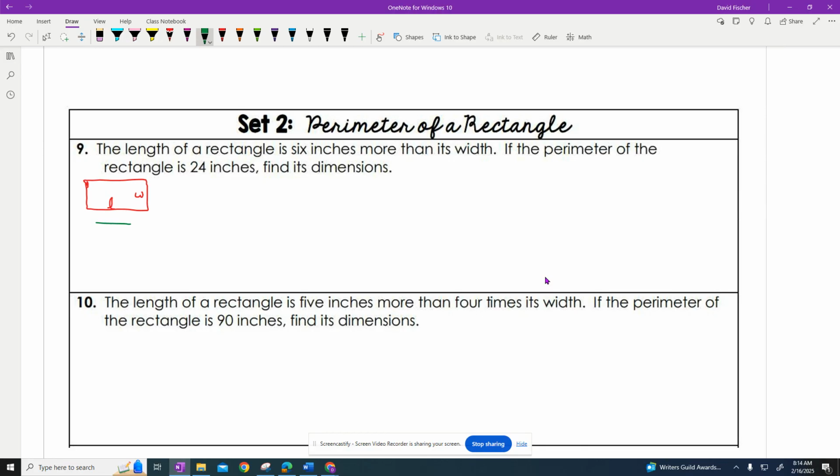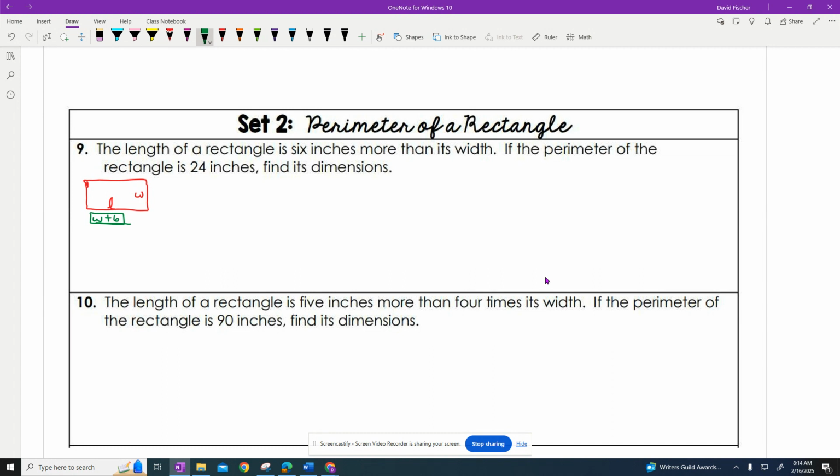And they said this guy, the length is 6 inches more than the width. Well, I don't know what the width is. So I want to say the width plus 6 inches more than the width. And so now my L is really this guy right here, okay?